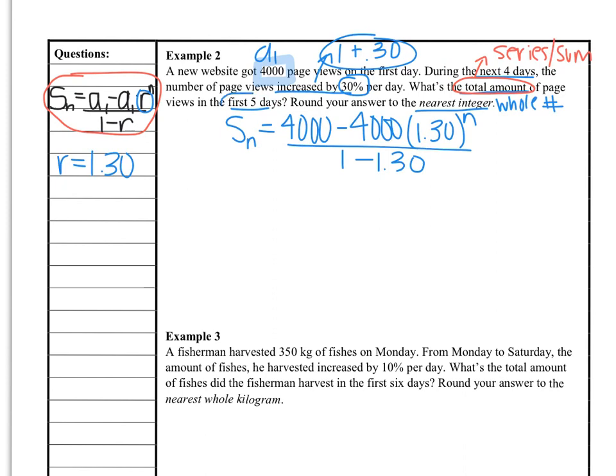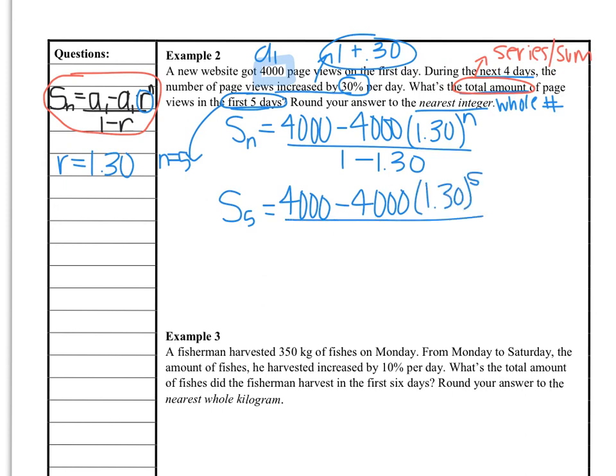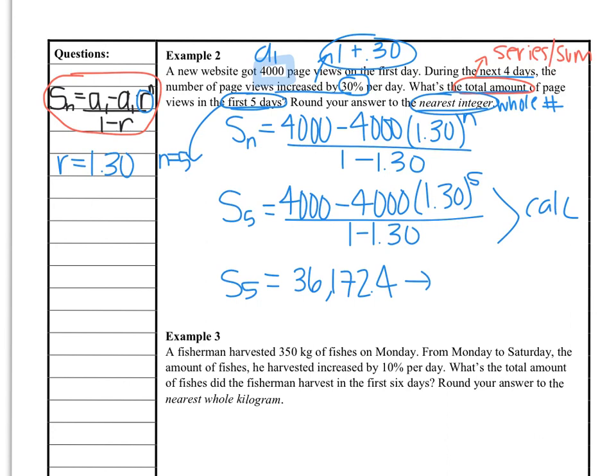So now we need to find the first 5 days, that means that n is going to equal 5. So now we're going to find the total amount of views after 5 days. Okay, so plug this in, 1.30 to the 5th power, all over 1 minus 1.3. Again, you're going to type this whole thing into your calculator, and when you do, you get S sub 5 equals 36172.4. And if we want to round it to the nearest integer like it says, we're going to round to the nearest whole number of views.